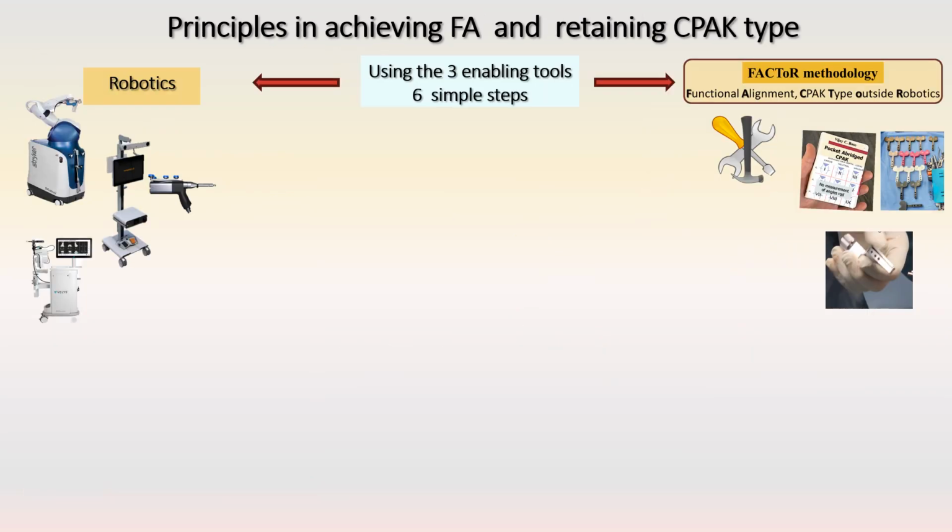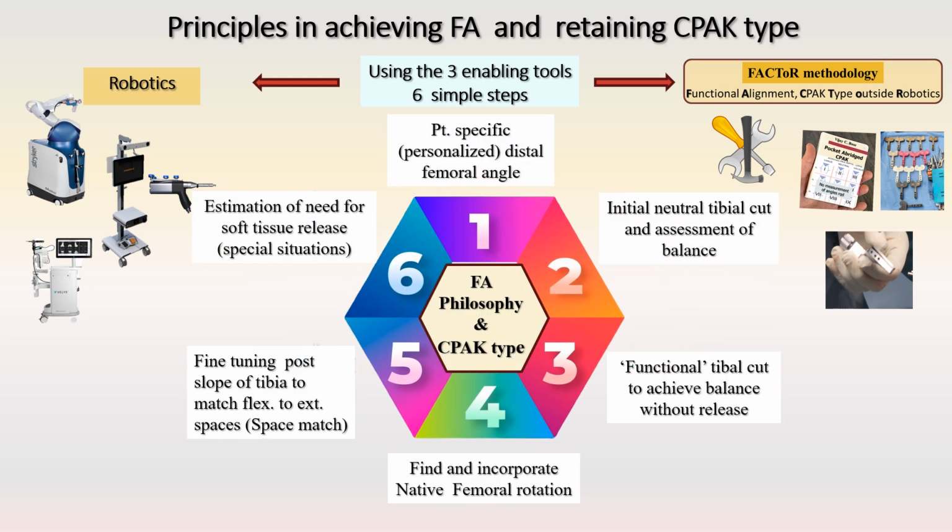We saw the three enabling tools. So with these three enabling tools, there are 6 simple steps, whether you use robotics or factor methodology, to achieve your goal of adopting a functional alignment and retaining the CPAK type. Now, these are the 6 simple steps. The first step is to have a patient-specific or personalized distal femoral angle. The second one is to get an initial neutral tibial cut, and then you assess the balance.